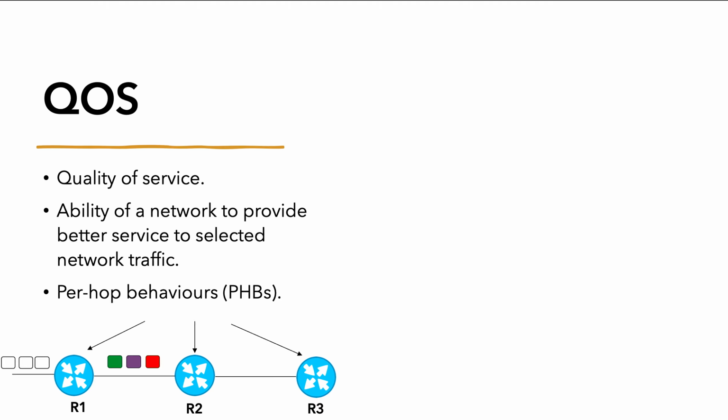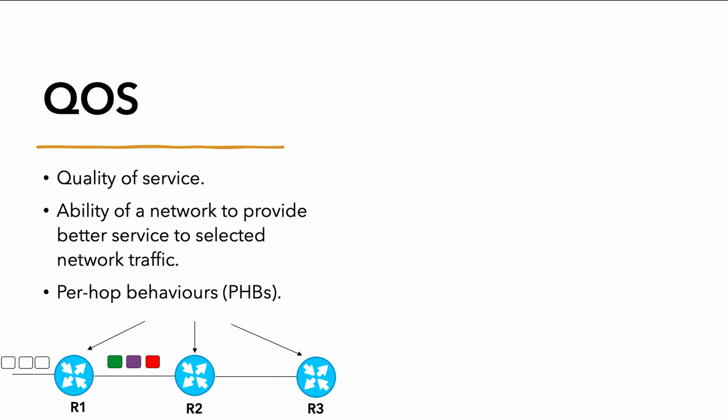PHB defines the behavior or treatment the packet receives at each hop in a network. So R1, R2 and R3 are considered as different hops. PHB defines the behavior or treatment that a packet receives at each hop on your network.